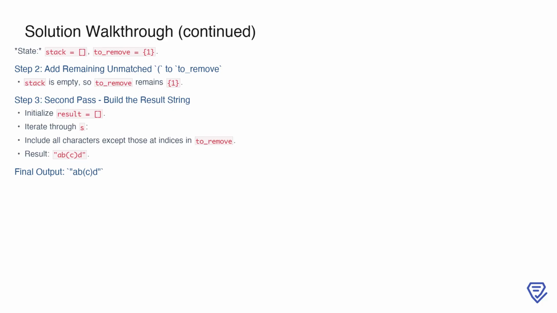Moving to the second pass, we iterate through the string to construct the result. We include all characters except those at indices in to_remove. This removes the unmatched closing parenthesis at index 1 while keeping the rest of the string intact. The result after this step is "ab(c)d". The final output for the second example is "ab(c)d".